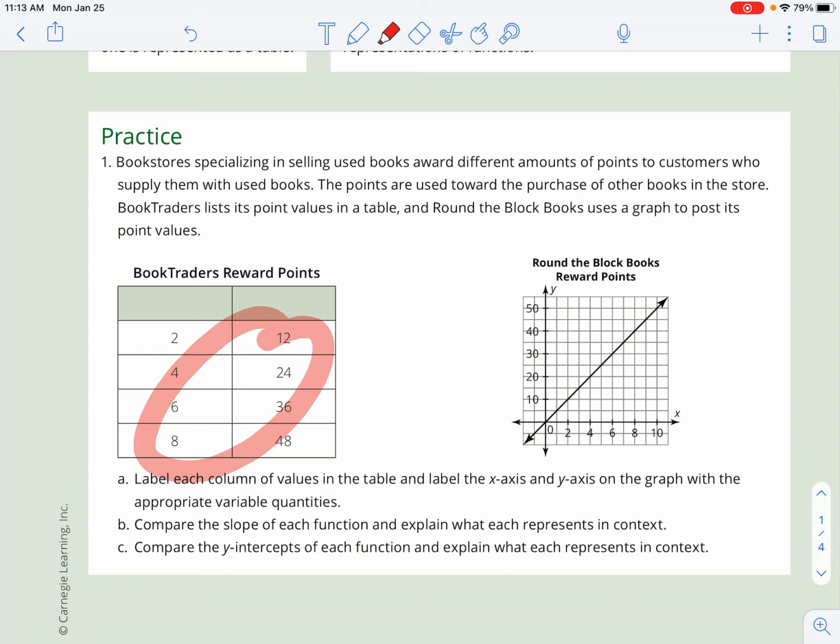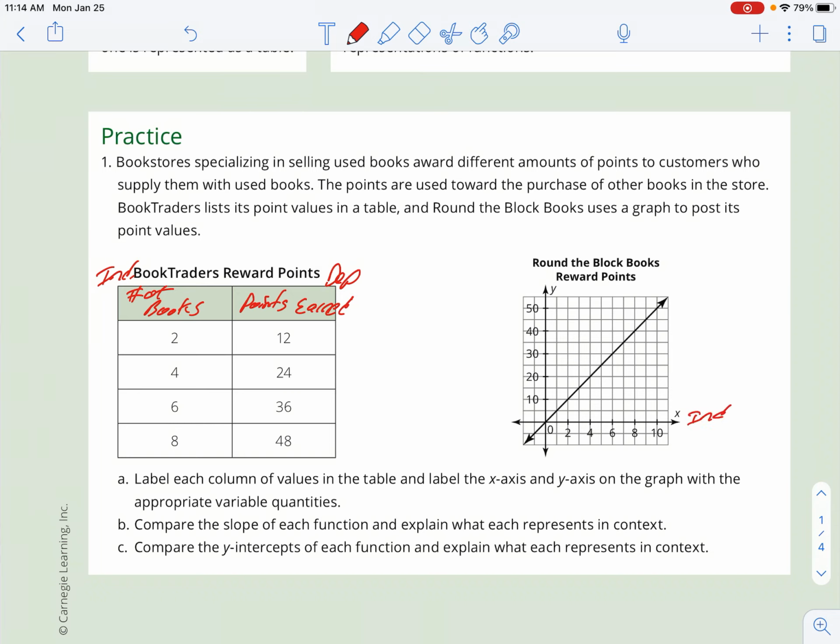Book traders reward books, given their information as a table. Round the Block Books is given as a graph. So we want to go through like we did in our notes today, label each column in the table and label the X and Y axis with the appropriate quantity. One more time, the first one is always your independent. This is your dependent. In this case, we are talking about the number of books you turned in, and based off the number of books you turned in, you get the points earned.